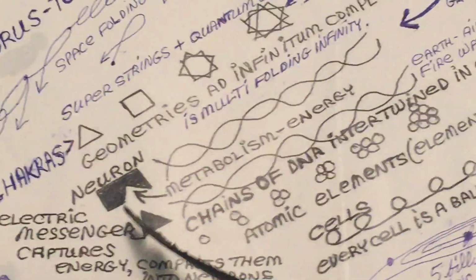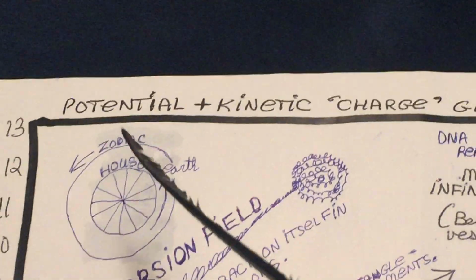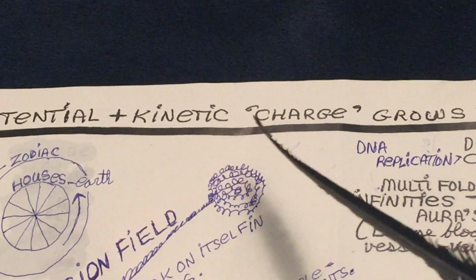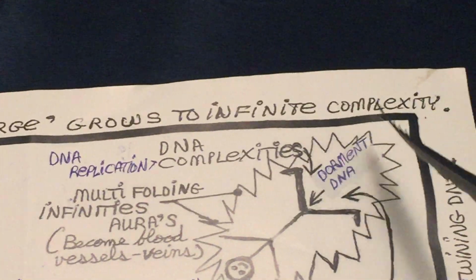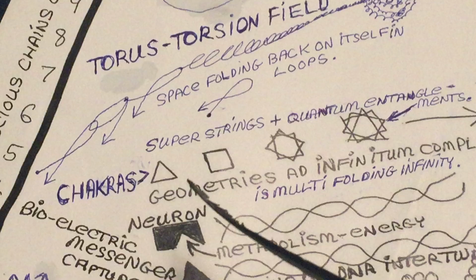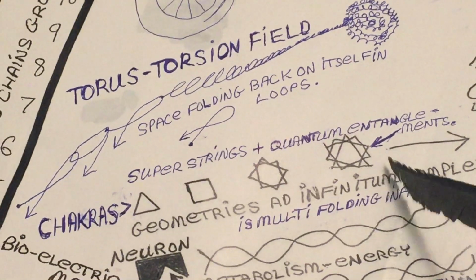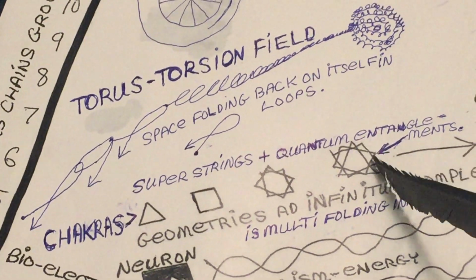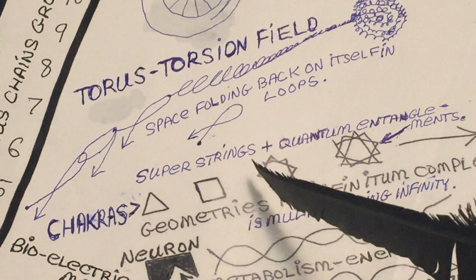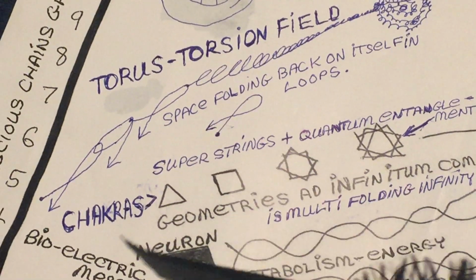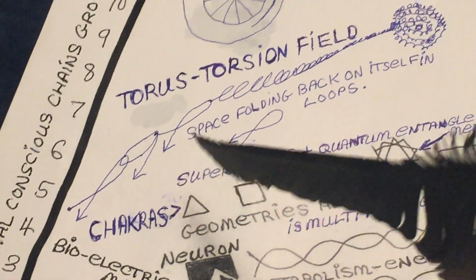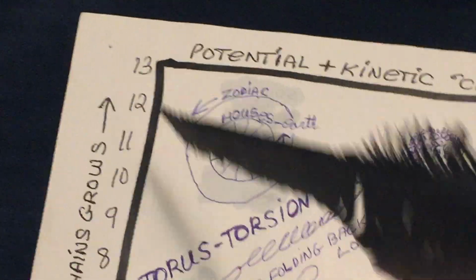So all of this is increasing. So we have things like potential and kinetic charge grows to infinite complexity, as we see way up here. And the elementals are existent within us in a form we could use as allegory, the sacred geometries. So elemental chains, they grow as well upward.